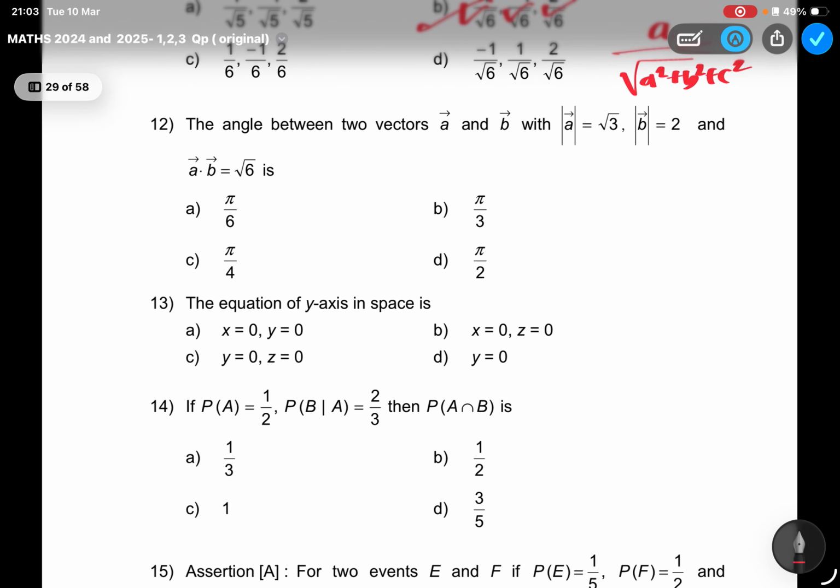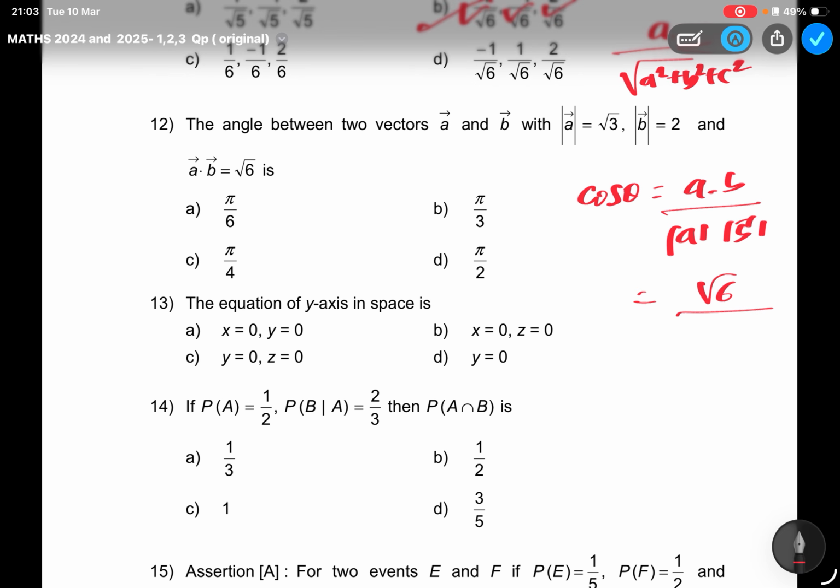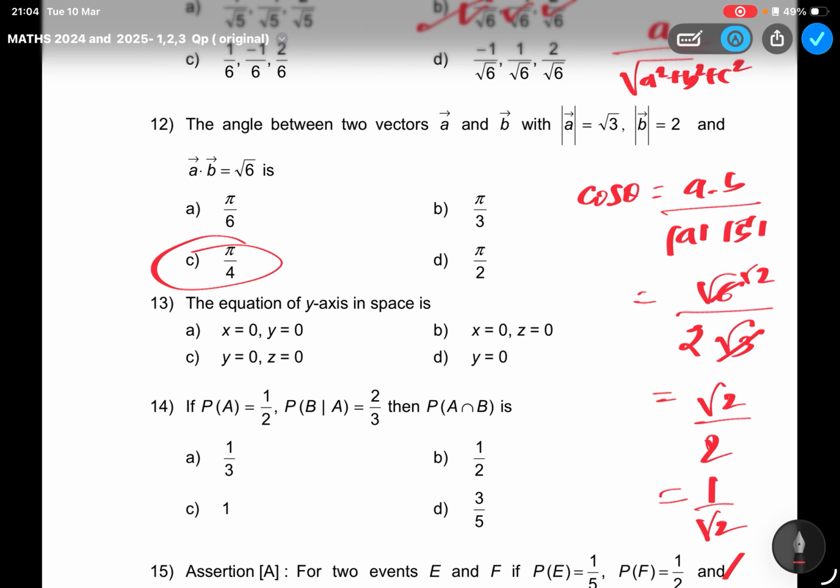The angle between the vectors a and b, with magnitude of a cross b is 2 and a dot b. This is also a repeated question. So cos theta equals a dot b divided by magnitude of a, magnitude of b, root 6 divided by 2 into root 3. So here it is root 6. You can write root 3 into root 2. It means root 2. Then you will get root 2 divided by 2. It will be 1 by root 2. So 1 by root 2 means the angle is pi by 4.